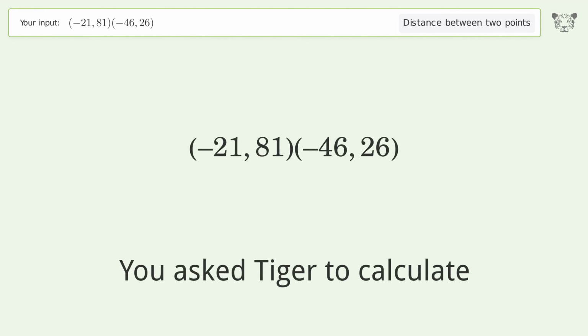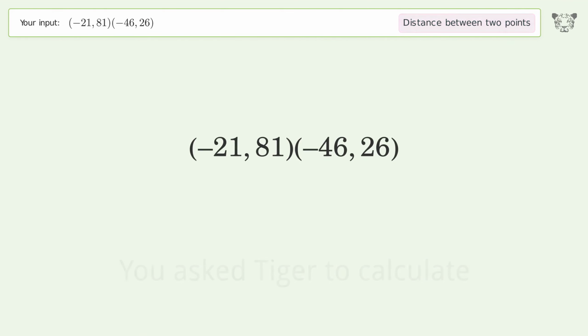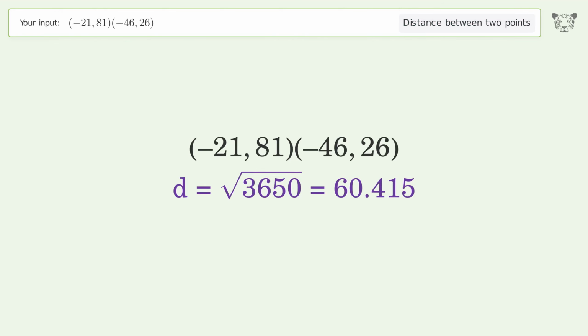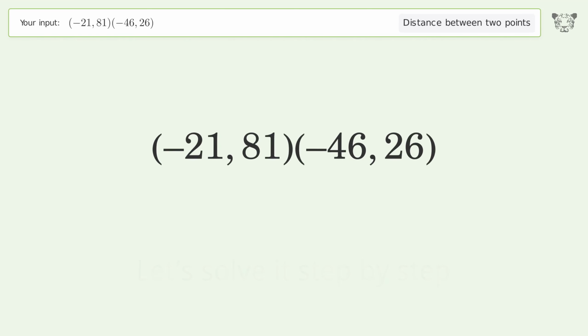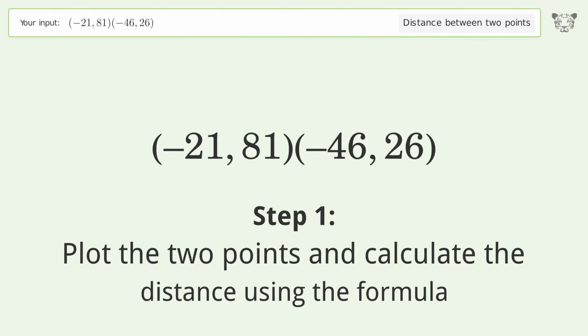You ask Tiger to calculate. This deals with the distance between 2 points. The distance between the 2 points is the square root of 3,650, or 60.415. Let's solve it step by step. Plot the 2 points and calculate the distance using the formula.